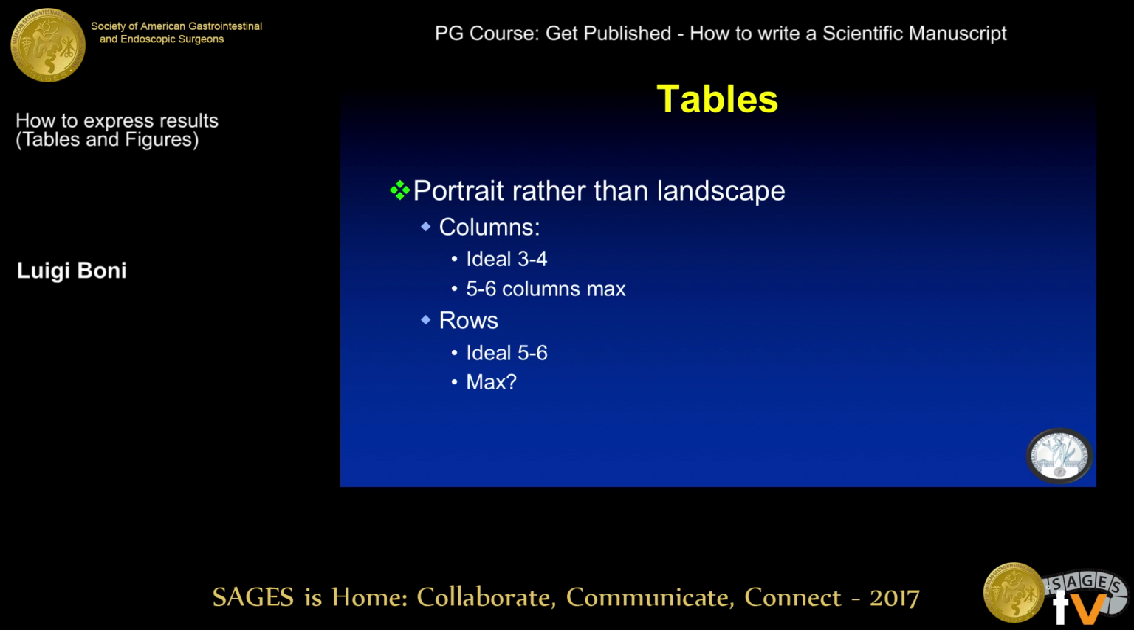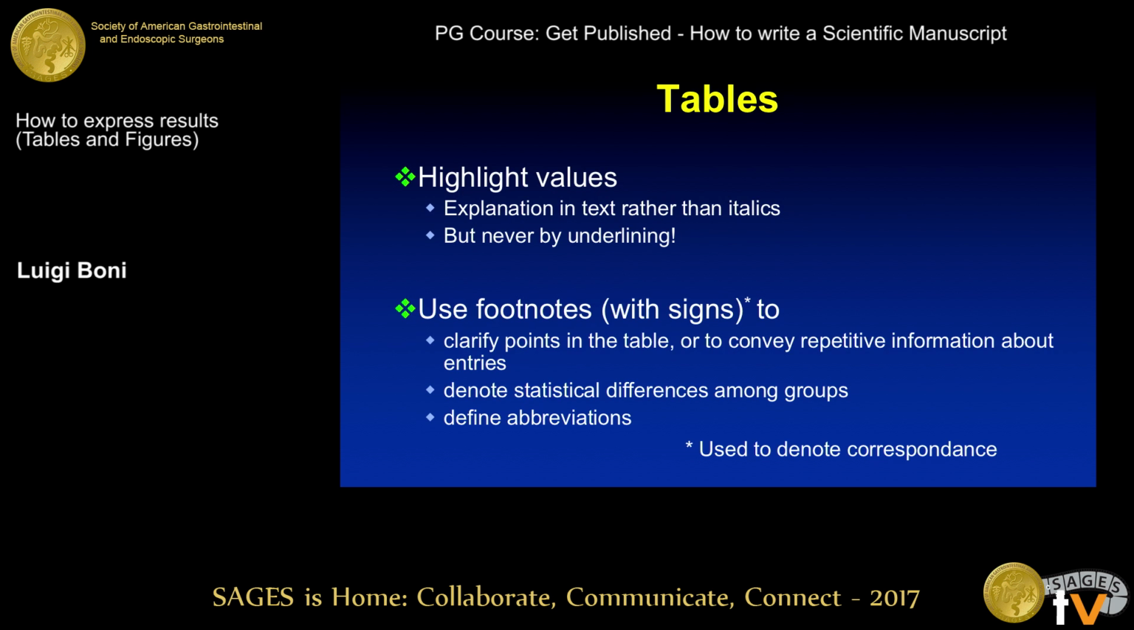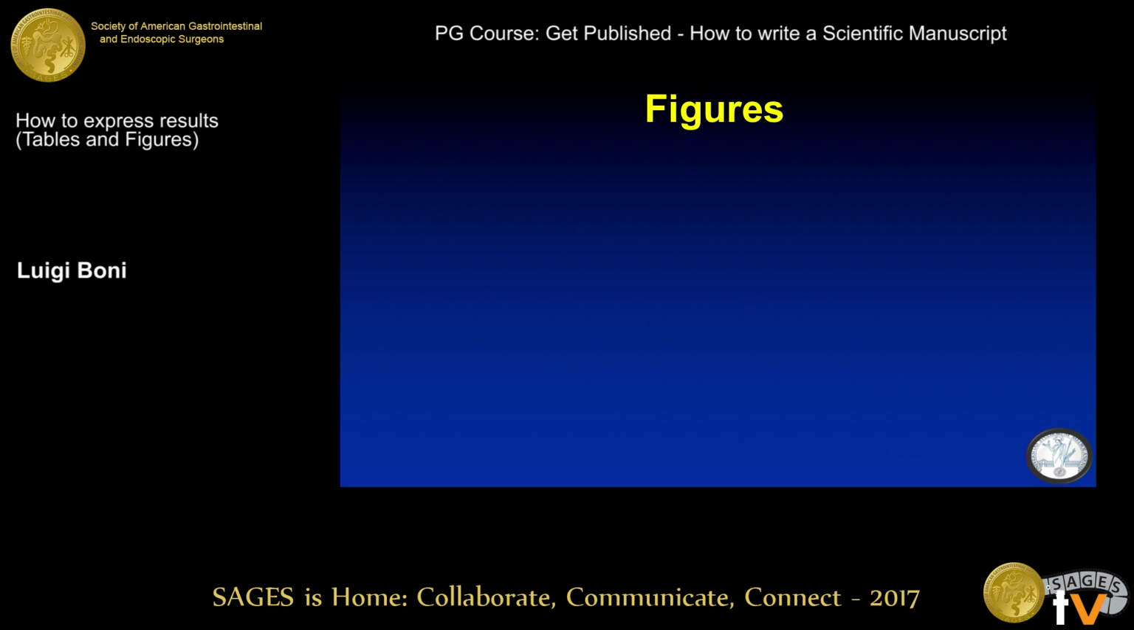There is no maximum in the rows, and you can refer to the instructions for authors if the journal gives you some information about that. If you want to really highlight a value, that should be done in the text rather than in the table, but you never underline the data of the table, but you can use italics. And use the footnotes for any clarification that you need in the table, in order to make it easier to be understood by the editor.